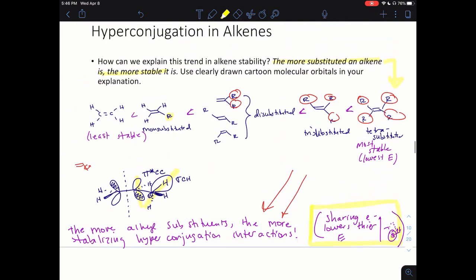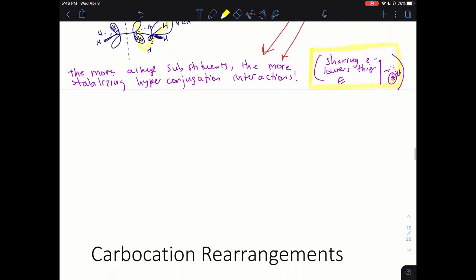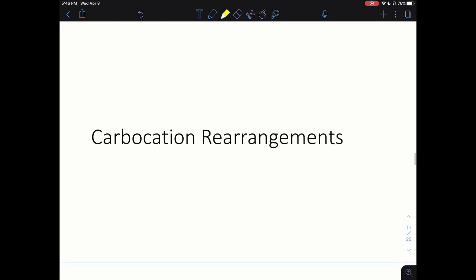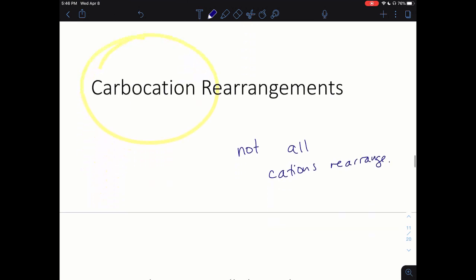Okay, so we're done with hyperconjugation. So review this, be able to draw the interactions, be able to state the trends. We'll review all the learning goals at the end. So now we're going to go back to talking about carbocations. And I want to introduce to you a way that carbocations can behave, which is called rearrangement. And I'll just say from the outset, not all carbocations do this. Not all cations are going to rearrange. So we'll talk about when they do and what that is and all of that now.